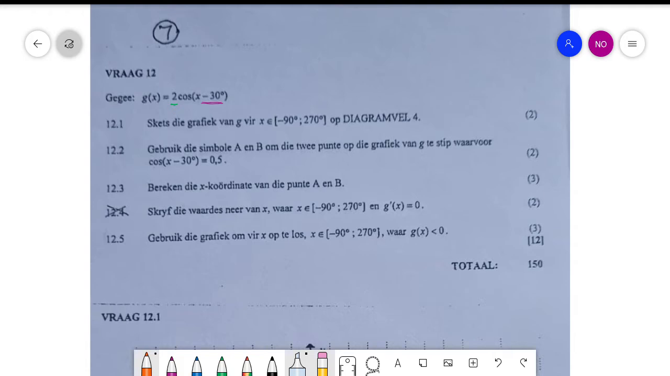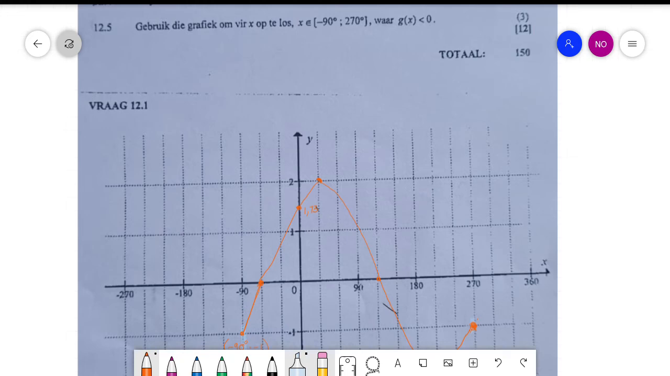12.1 and 12.5. Okay, so vir 12.5 stel ek vir jou gebruik die grafiek om vir x op te los vir daai ene waar g van x kleiner is as 0. In other words, we are looking for g of x below the x-axis. You obviously don't have to write that down. You guys must start to interpret the question, like what are you physically looking for? You are looking for when the graph is below the x-axis.